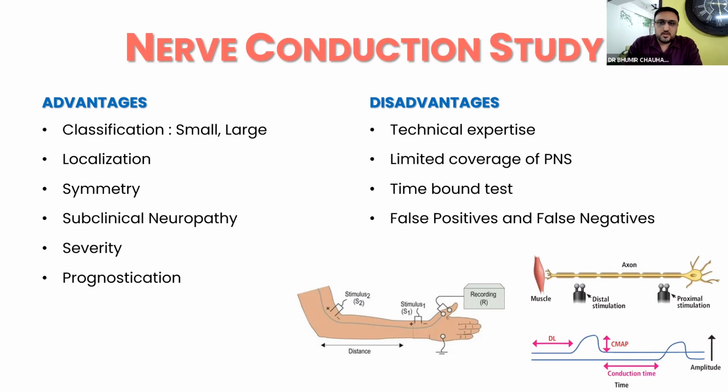NCS is not an absolute test. So the results are always interpreted in the light of your clinical data. At times it might happen that you have to refute the findings of nerve conduction study because you have very strong clinical evidence of some other problem. So NCS is not a foolproof or absolute test. It may help, but it should be done in the light of clinical data.